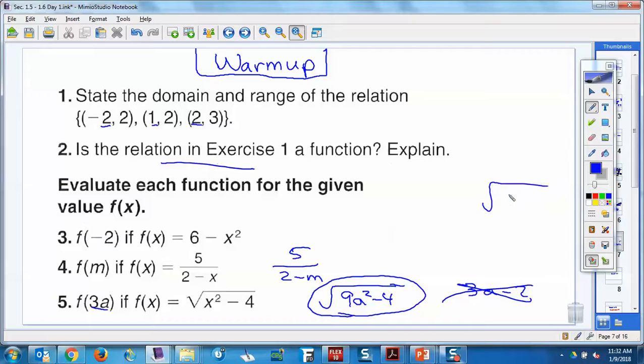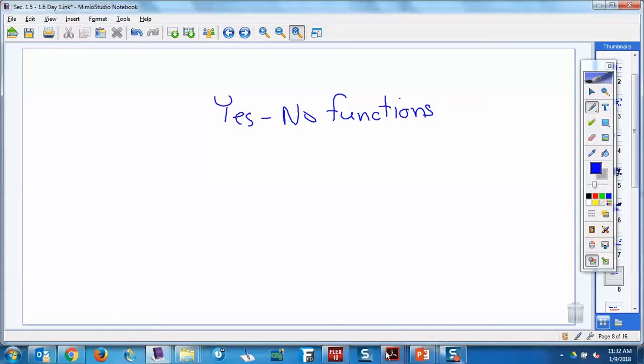A real easy check of that would be this right here. 9 plus 4 is not 3 plus 2. That is, the square root of 13 is not 5. So that doesn't work. So just in case you thought of that, don't do that. All right, moving on.